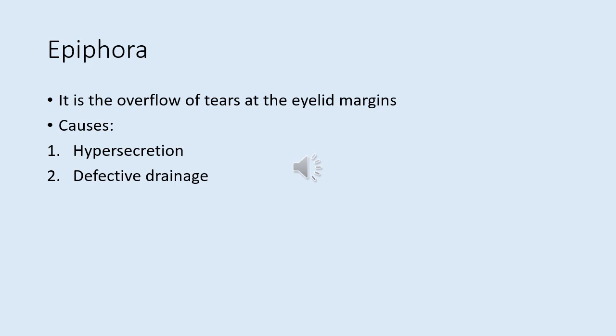The second mechanism is a defective drainage system. Due to a compromised lacrimal drainage system, like an obstruction at any level of the lacrimal drainage system, that will interfere with the drainage of tears, so there will be overflow of tears at the lid margin.